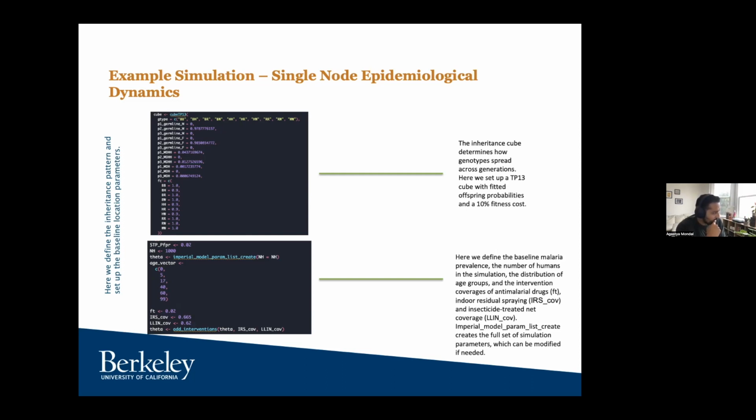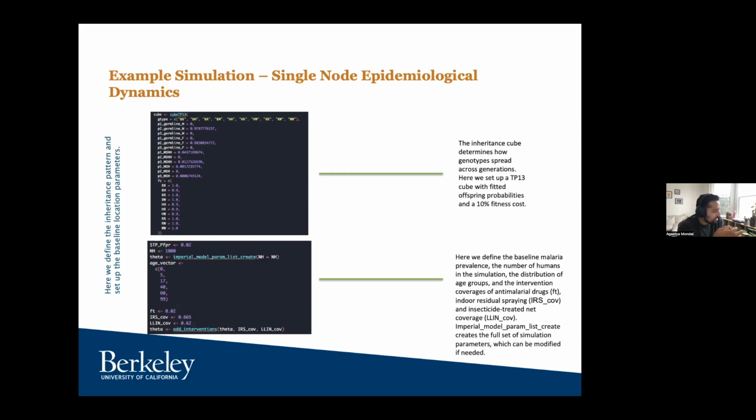And then the imperial model param list create function just has all of the parameters required for the imperial model to set up its baseline parameters. You can modify the individual parameters as needed, so they have life history parameters, different immunity profiles, and if you look at the documentation for that function, you can see all the different parameters, and if you need to modify any of them for a specific strain or species or anything, you can do that there.